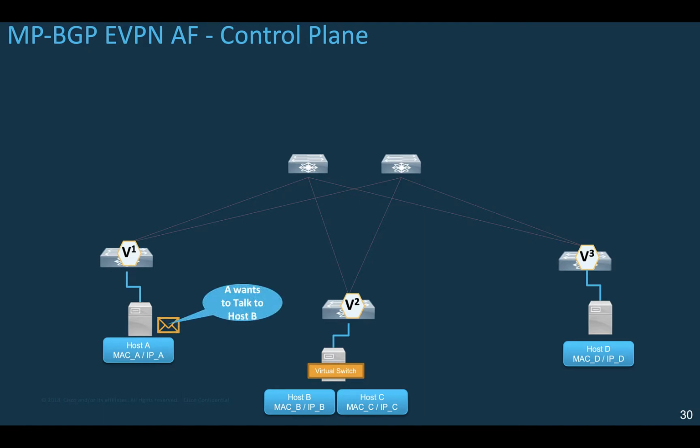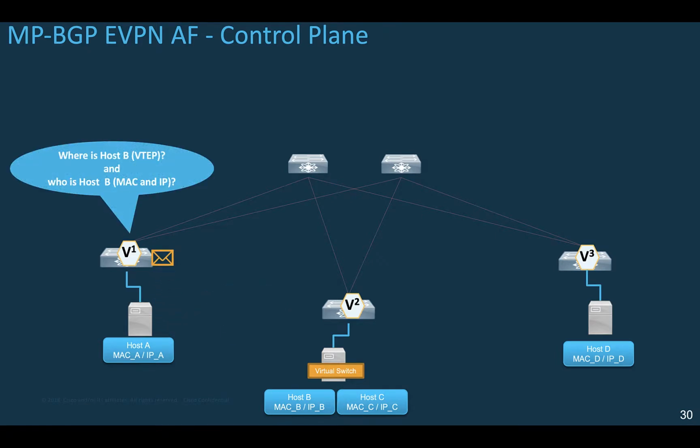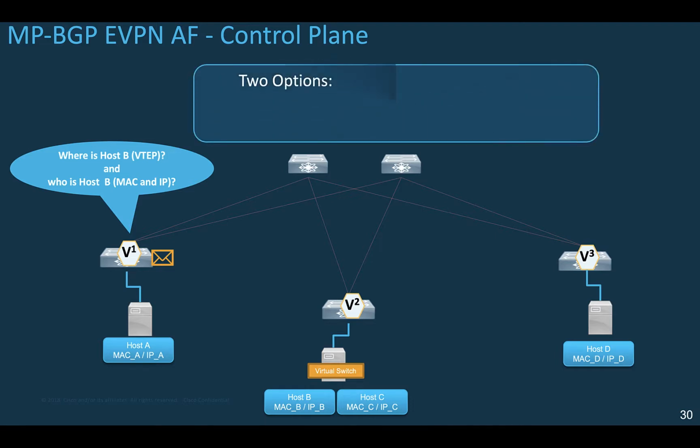In this example, host A wants to communicate with host B. The first step is that the data packet hits the first hop. And now there are two options. First option, the traffic is deployed without a control plane. That means that the endpoint learning process to discover the distinct MAC addresses is achieved in the data plane using a flood and learn mechanism.